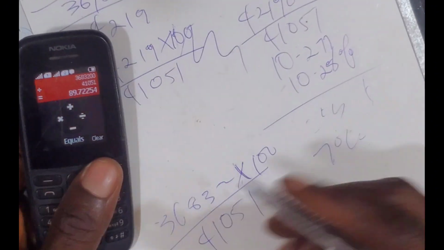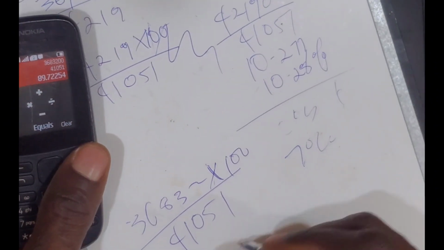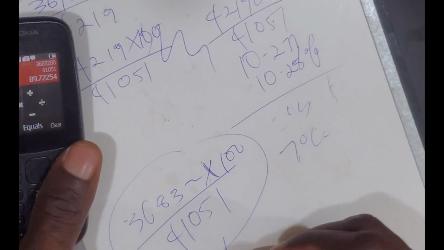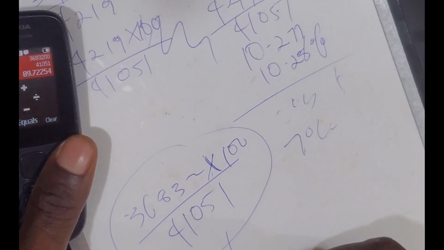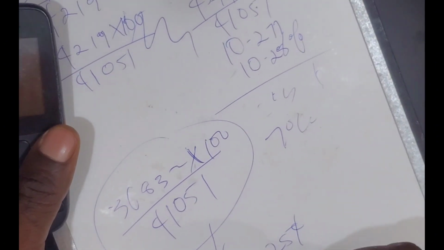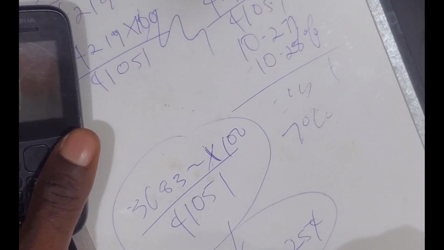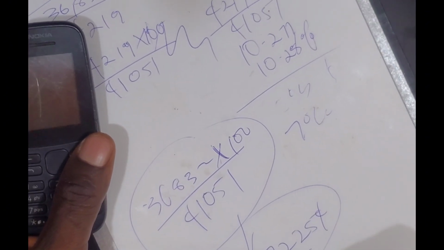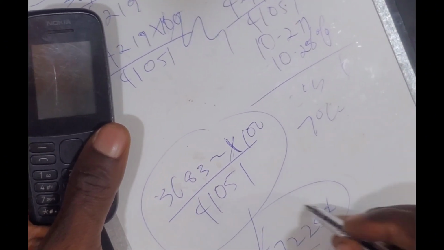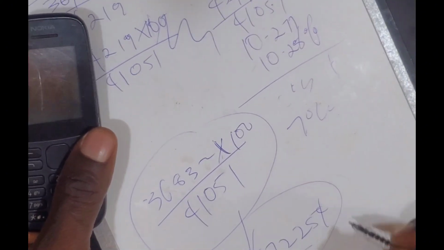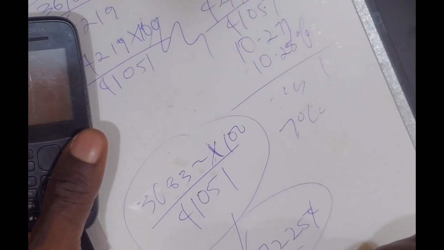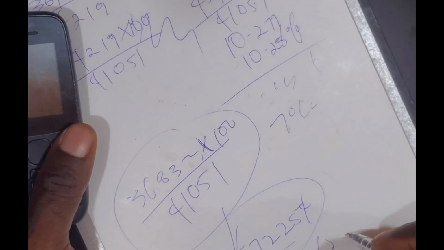All right. So 45,051. This one is like this with this calculation. So it's going to be 89.72254. This percentage shows the present health of the battery. So that means the battery is 89.72%. That is the current health.